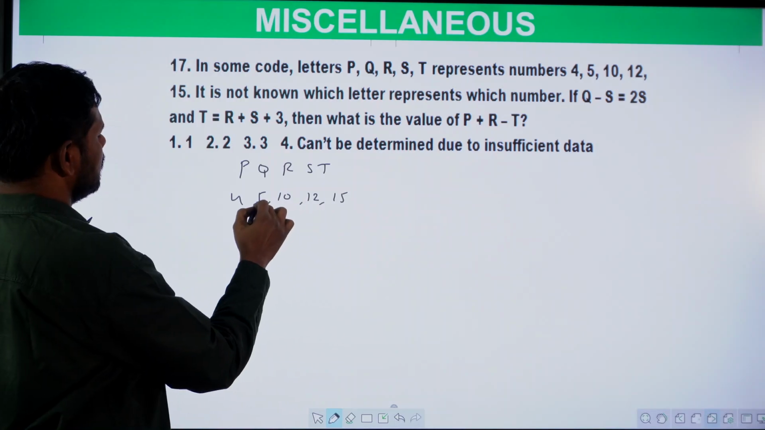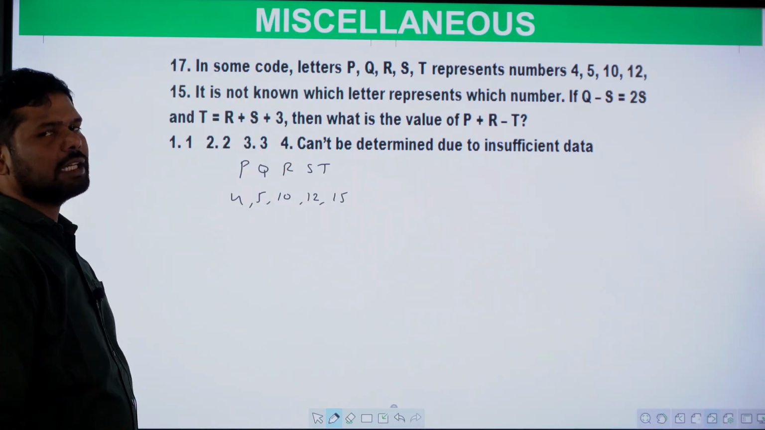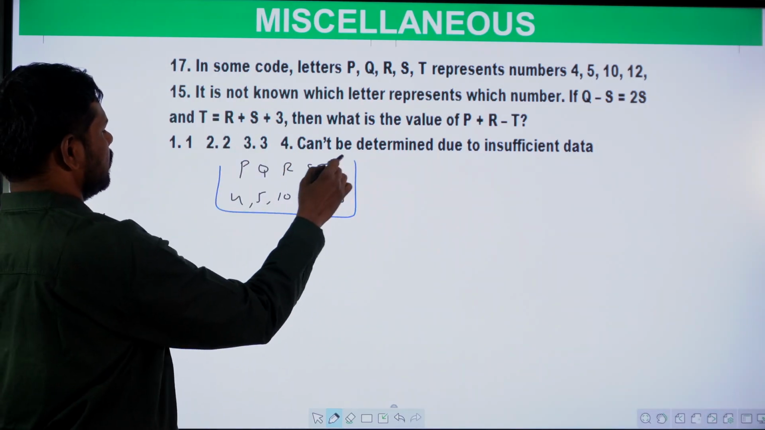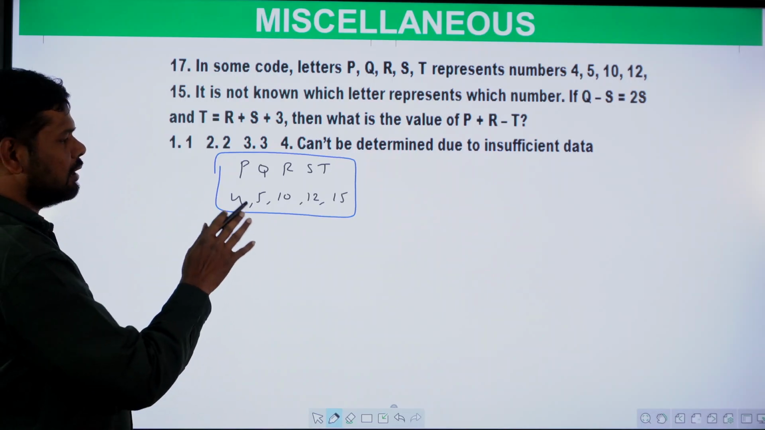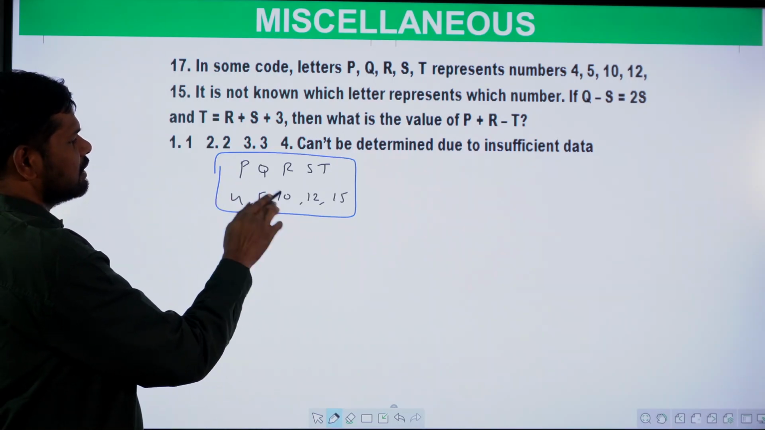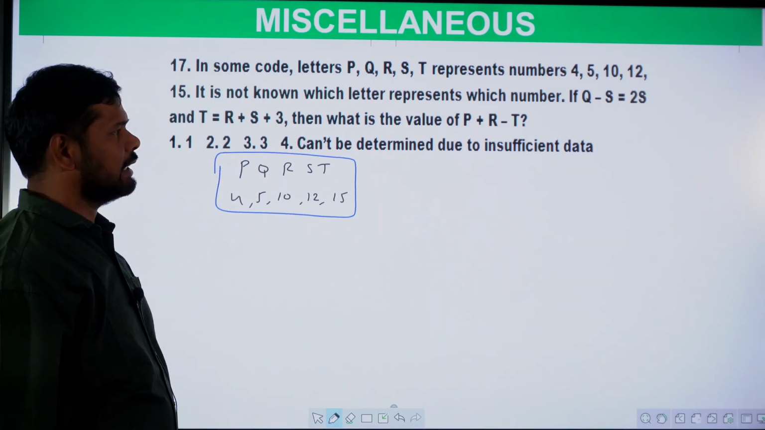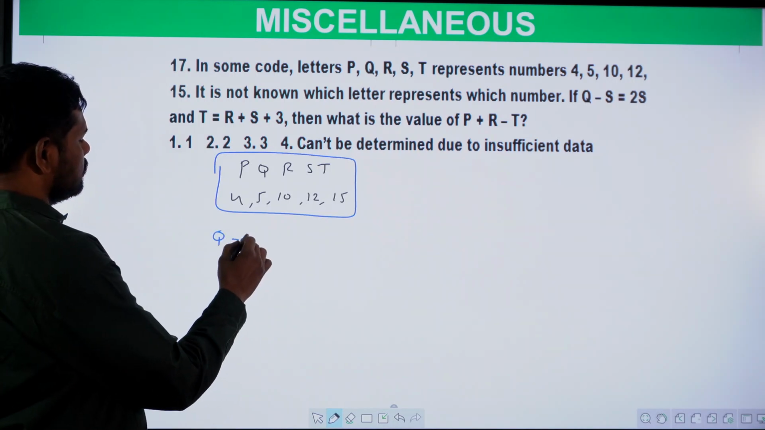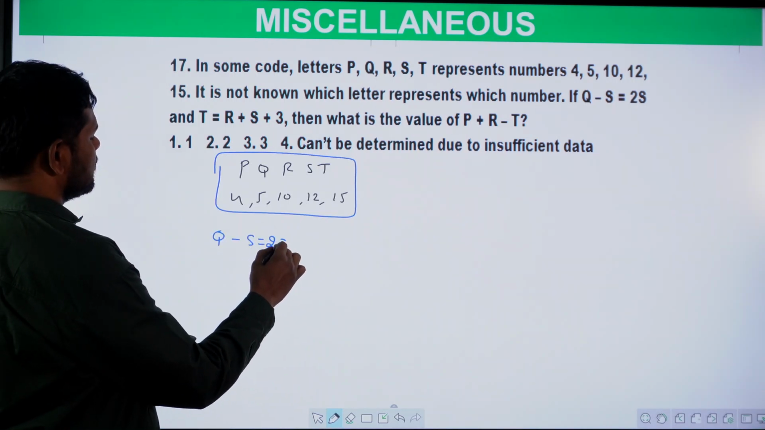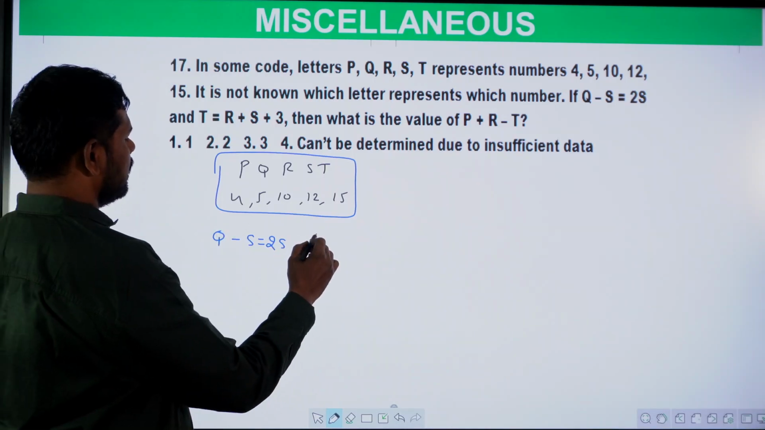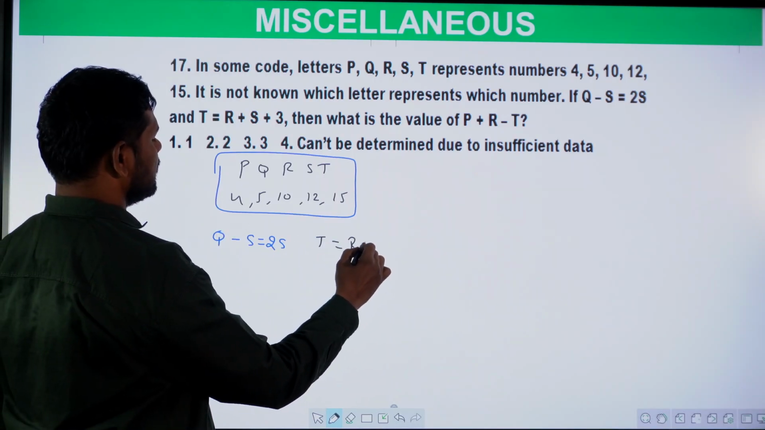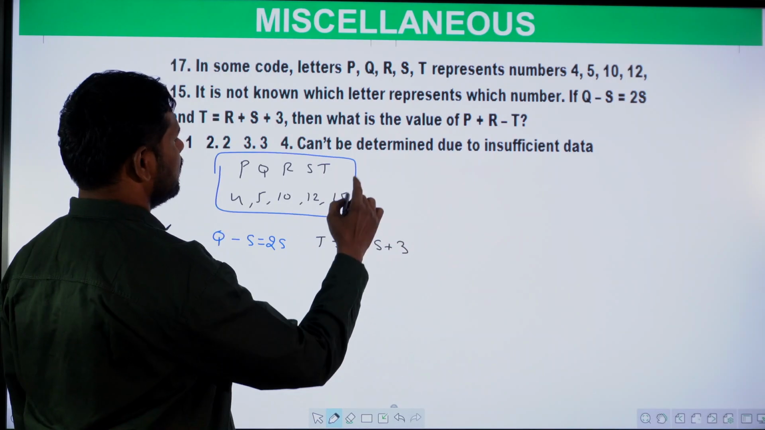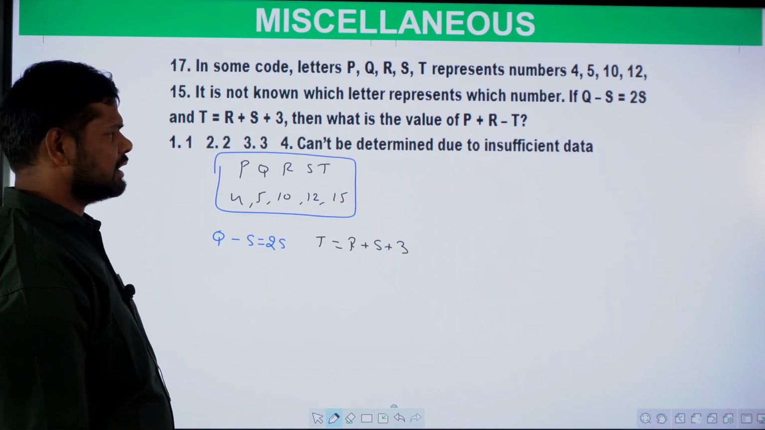These are the 5 numbers. It is not known which letter represents which number. We don't know the order, but definitely these 5 numbers are assigned to the 5 letters. If Q minus S equals 2S and P equals R plus S plus 3, then what is the value of P plus R minus T? Some equations are given.